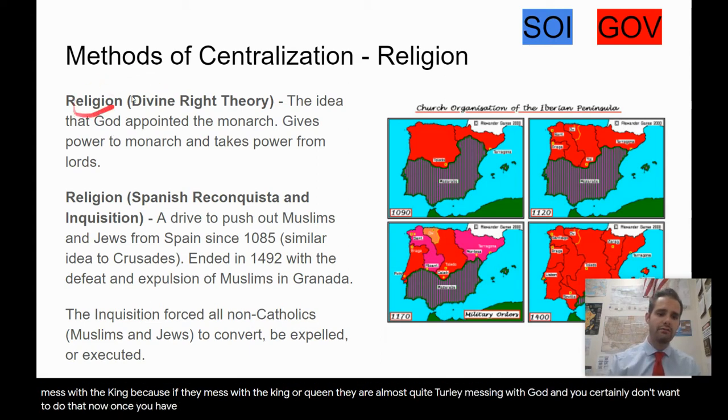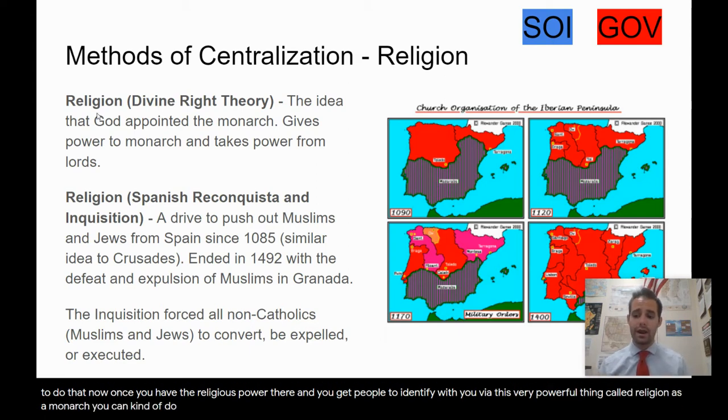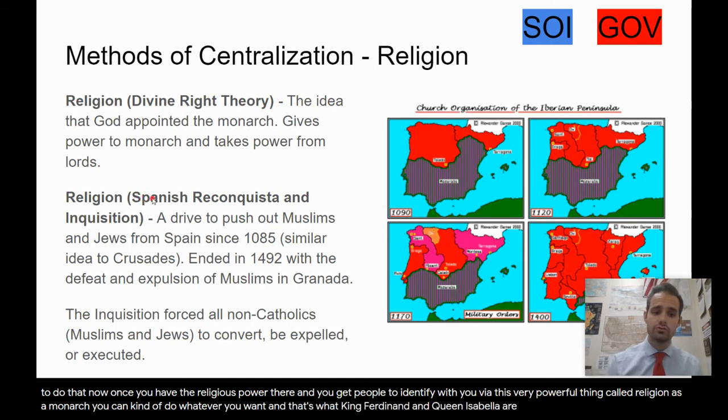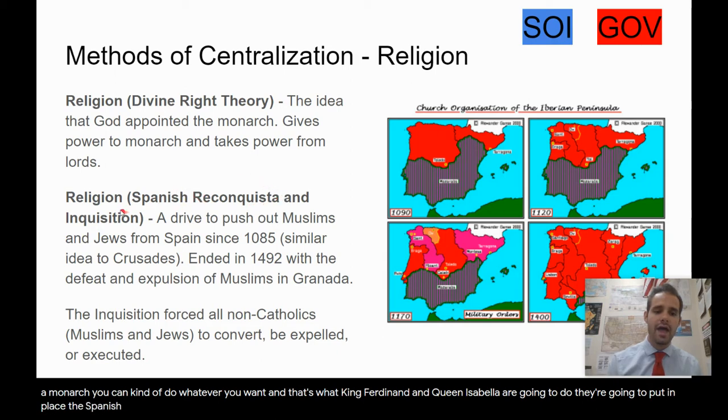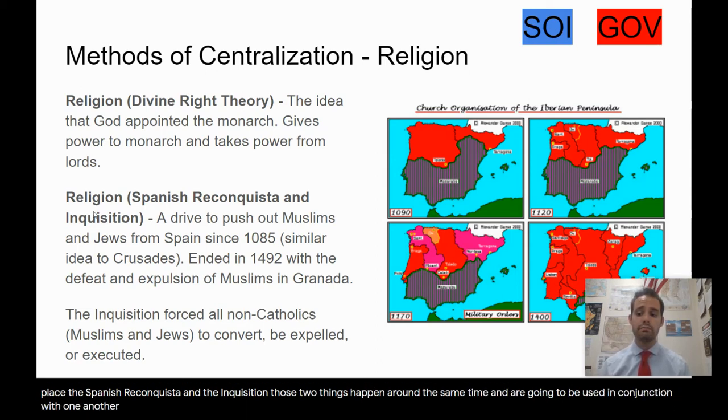Now, once you have the religious power there, and you get people to identify with you via this very powerful thing called religion, as a monarch, you can kind of do whatever you want. And that's what King Ferdinand and Queen Isabella are going to do. They're going to put in place the Spanish Reconquista and the Inquisition. Those two things happen around the same time and are going to be used in conjunction with one another to make Spain fully Catholic.